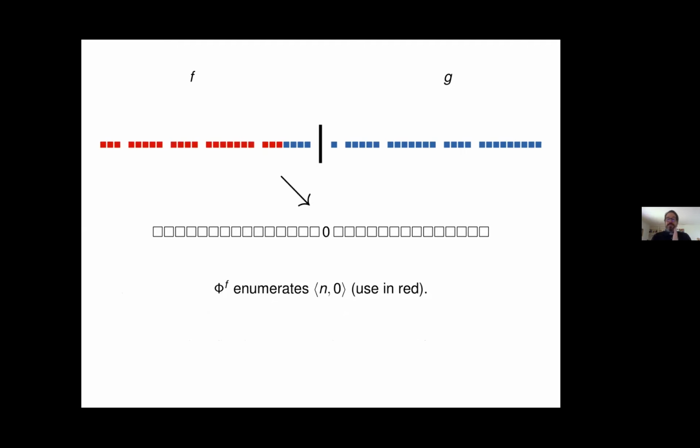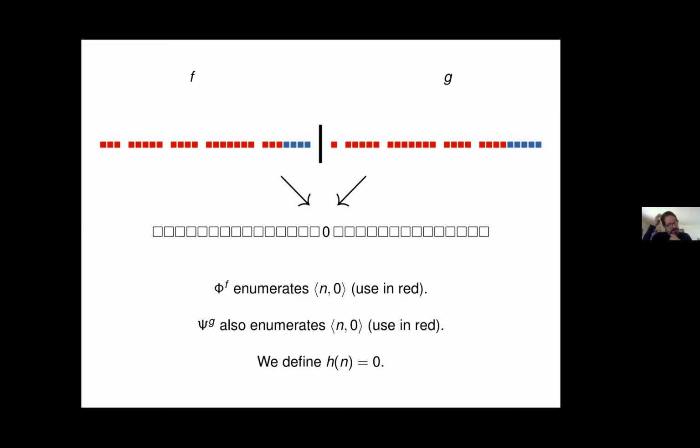Okay, so here's what might happen. Phi F might enumerate n0. That is, phi F says the value of the set at n is 0. So that can happen, and I've drawn the use here in red. Now, we don't have to do anything yet because the G side hasn't said anything. But now, of course, psi G also enumerates the same value. At this point, n is in the intersection of the domains, the values agree, so we really have no choice but to define H of n to be 0.